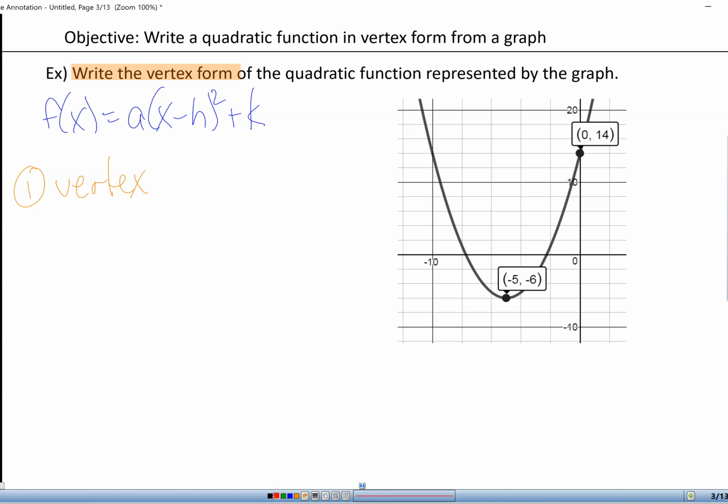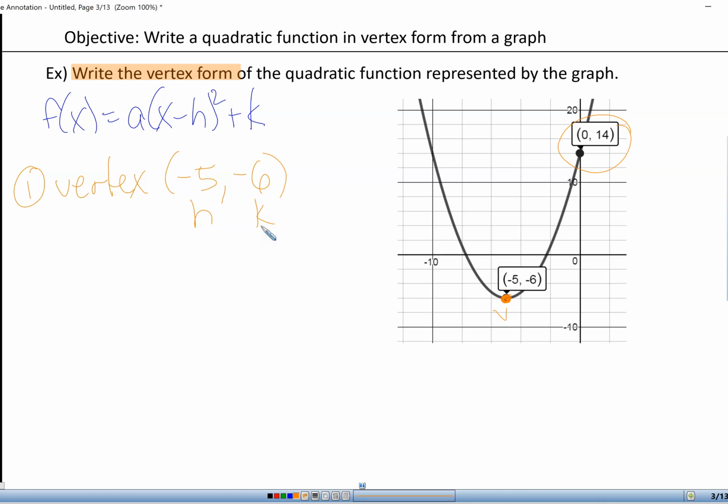So one of the things, of course, you want to make sure of is that you don't mix the points up, because if you change the points around, like if you used 0, 14 for your vertex, your h and your k, that's not the same parabola. So our vertex is here, where our parabola changes from decreasing to increasing. And so the -5 would be our h value, and the -6 would be our k value.